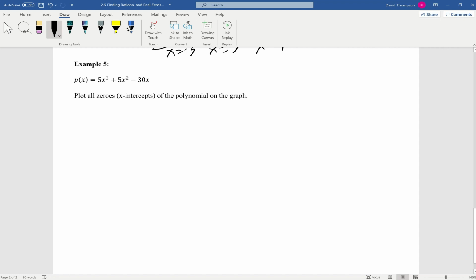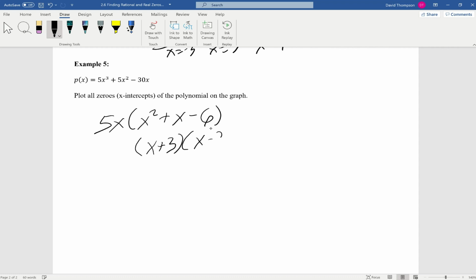And example 5, we're given p of x equals 5x cubed plus 5x squared minus 30x, and it says plot all zeros or x-intercepts on a graph. So first thing we're going to do, we're going to factor out a 5x. So we have 5x, and we're going to be left with x squared plus x, and then negative 30 divided by 5x is going to be negative 6. So we can factor this guy, x squared plus x minus 6, to be x plus 3, x minus 2.